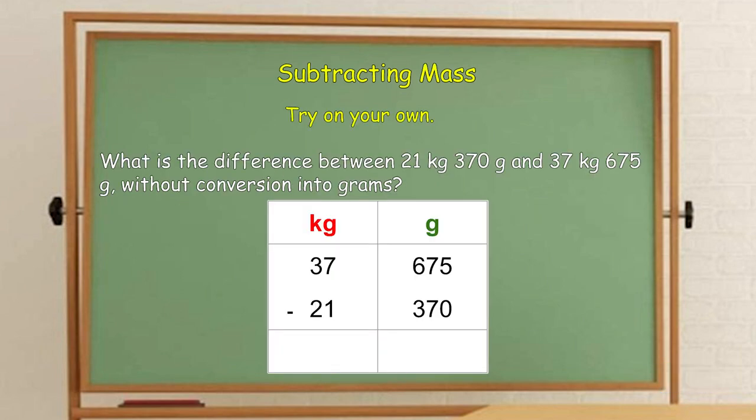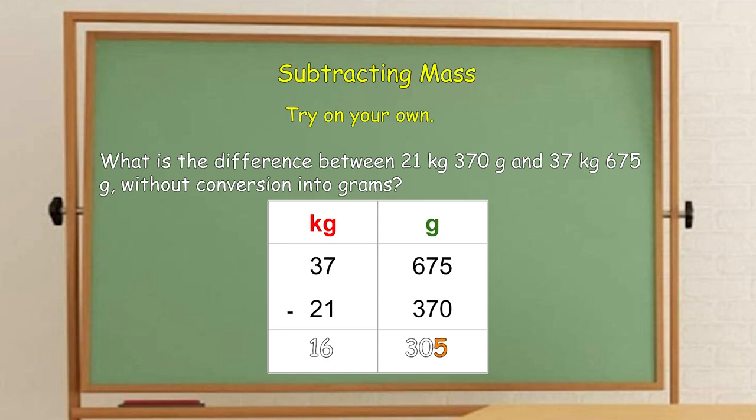Okay, boys and girls, let's verify your answer. To begin, I hope you would have separated or divided your numbers into kilograms and grams, right? Once you would have done that, it is organized and ready for us to do our subtraction. So we're going to subtract the grams column first. So we have 675 subtract 370, okay?